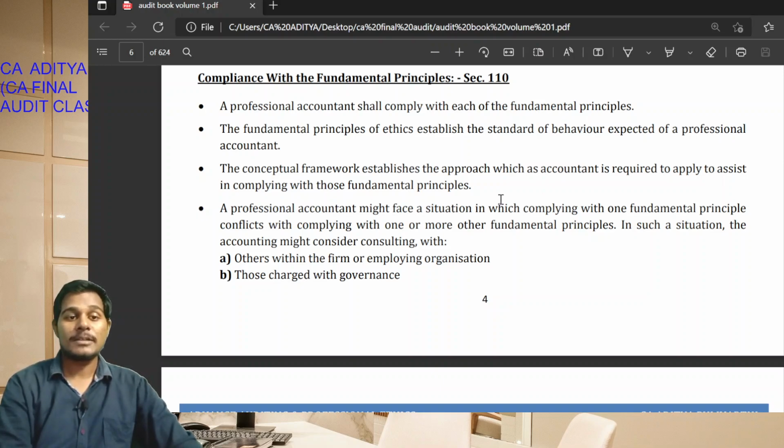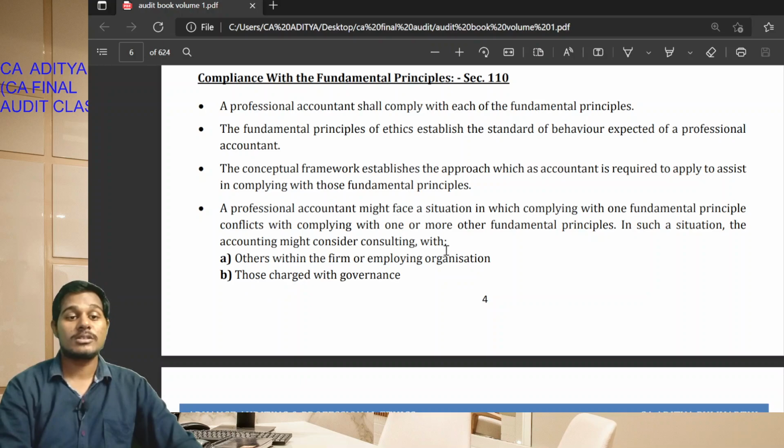with the fundamental principles. Okay, students, a professional accountant might face a situation in which complying with one fundamental principle conflicts with other fundamental principles. In such a situation, the accountant might consider consulting with others. See students, when there is a conflict of one fundamental principle with another, then in that situation the chartered accountant may consult with others within the firm or employing organization. What is an employing organization? That is where an employee is joined with an employer, that is, a company.